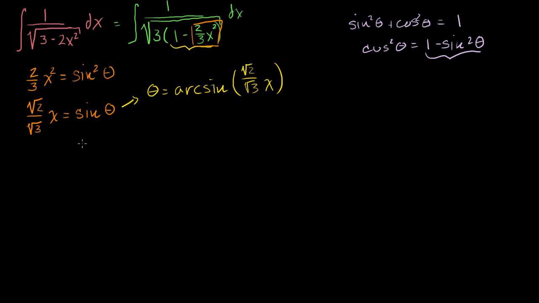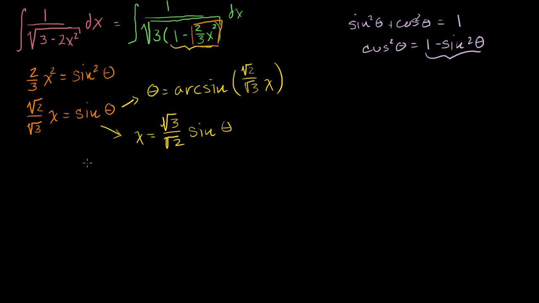Now, if you solve for x, you just multiply both sides of this equation by the inverse of this, and you get x is equal to the square root of 3 over the square root of 2 times the sine of theta. And we're going to substitute this with sine squared of theta, but we can't leave this dx out there. We have to take the integral with respect to d theta.